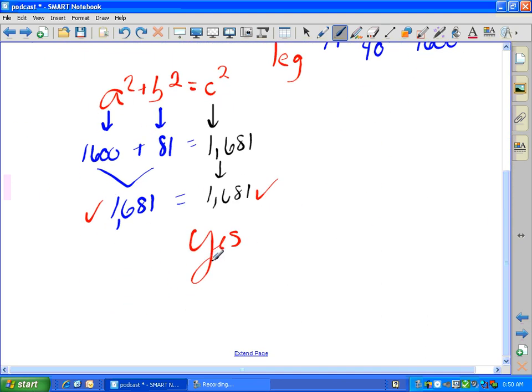Excellent job. Plus 10 for your group because you were thinking. And what you said was, well, if they're the same number, then yes, it's a right triangle. But if these two are not the same number, then it's not a right triangle. Excellent job. Plus 20 for your group.